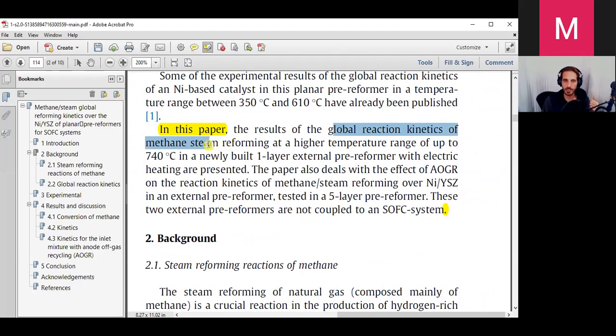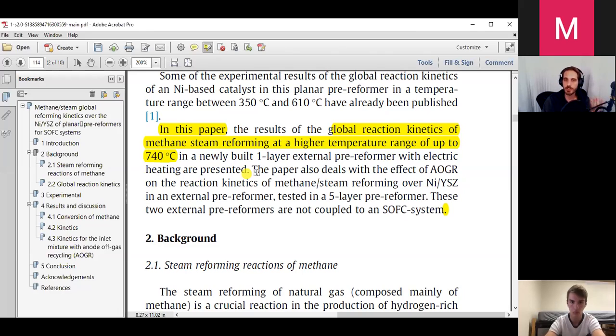Global reaction kinetics for methane steam reforming at temperature ranges up to 740 C. It's a little concerning to me that this is in a newly built system, because that means it might not be relevant to other people. And so that could be a reason to reject this paper. It was already in the abstract, and we kind of said that wasn't a problem. So I'm going to say that that's okay.